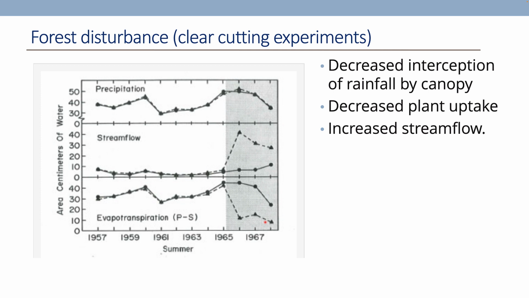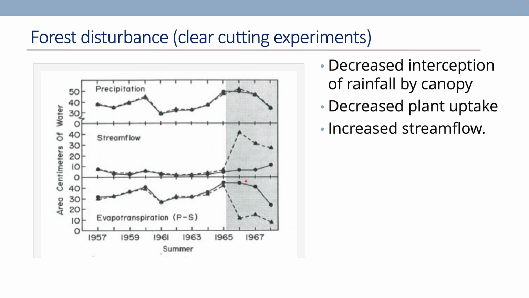So let's unpack that. First of all, we expect that you would see stream flow go up because you have no trees, and so those trees are not taking up any of that water, and more of it is being lost to stream flow. You also have no canopy to intercept that water and catch it on the leaves, inhibiting it from hitting the soil surface to begin with, and you're not having any evapotranspiration from the trees as well.